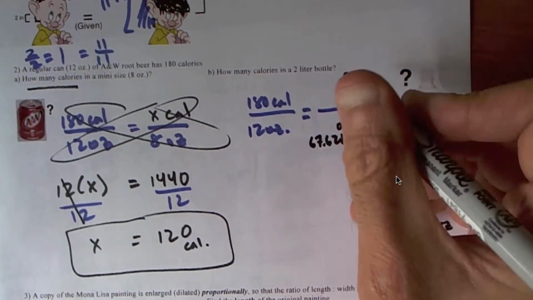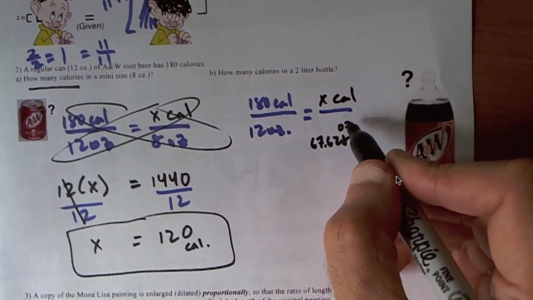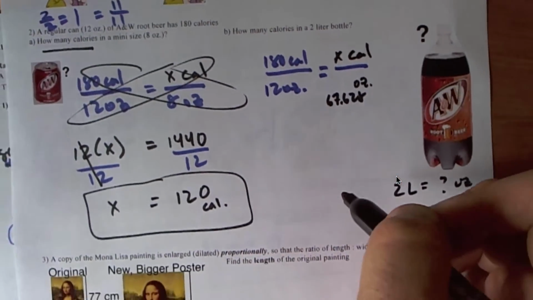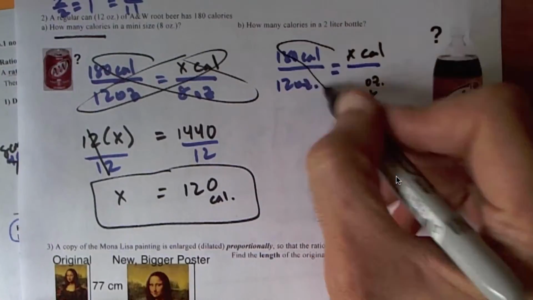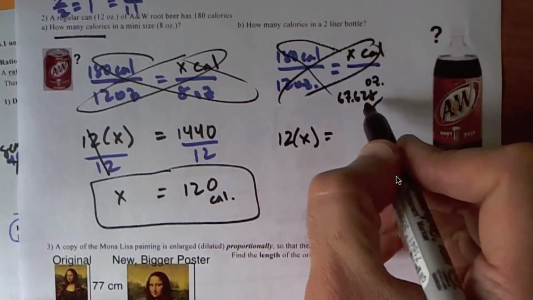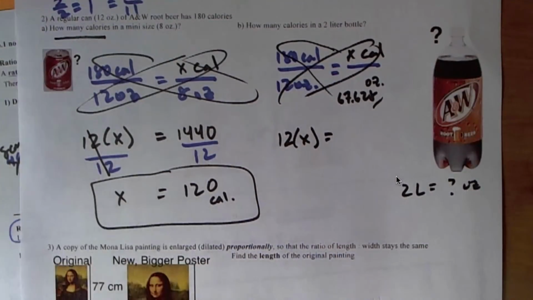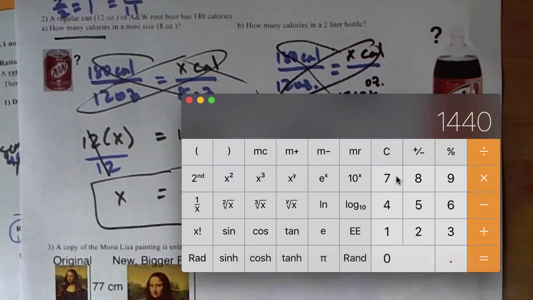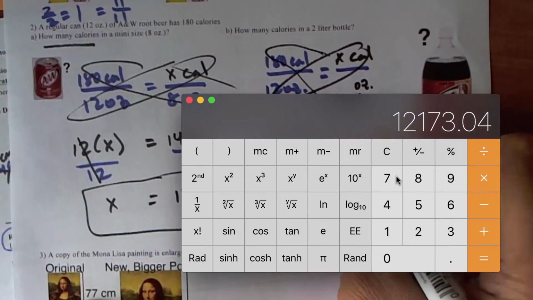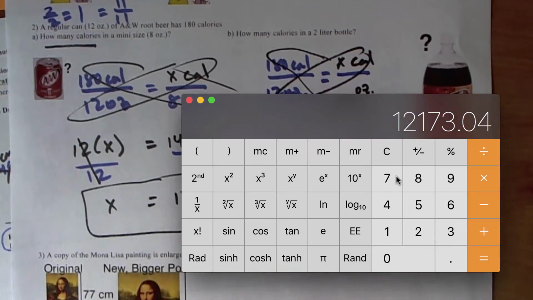Okay. So now this is a nice rate. Everything is calories per ounce. We're trying to find this x. Again, I can multiply both sides by 12, multiply both sides by 67. That would be 2 steps. So we'll cross multiply and we can do it in 1. So we get 12x equals 180 times 67.628, and that is 12,173.04. I'm just going to divide that by 12 to finish off the problem.